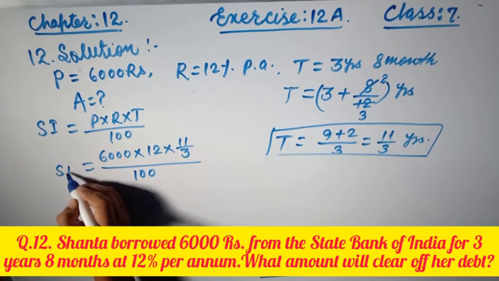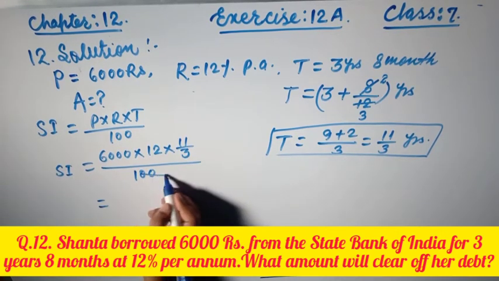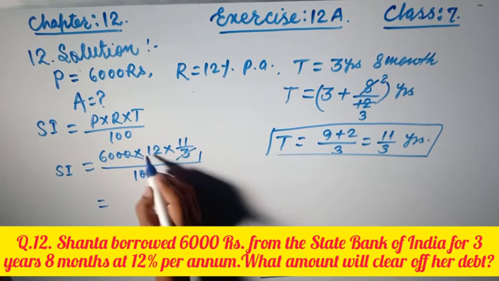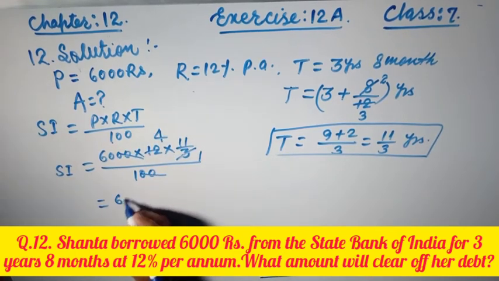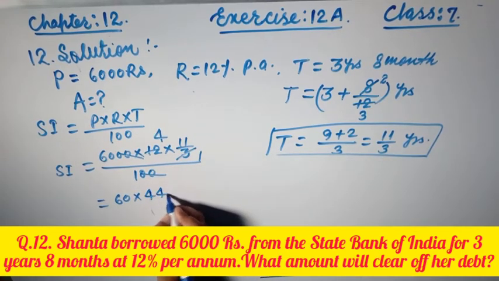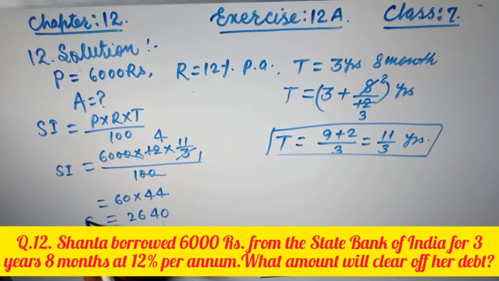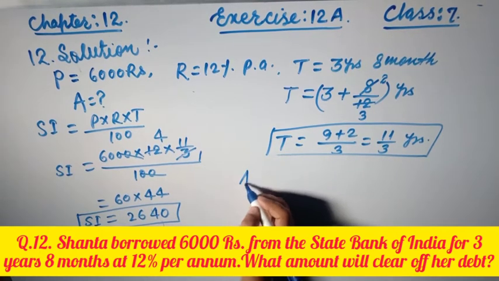So the SI is equal to, 20 will get cancelled friends, 3 1 ja, this is 3 4 ja. So now 60 multiplied by 11 4 ja 44. Now here, so SI becomes friends 2640.